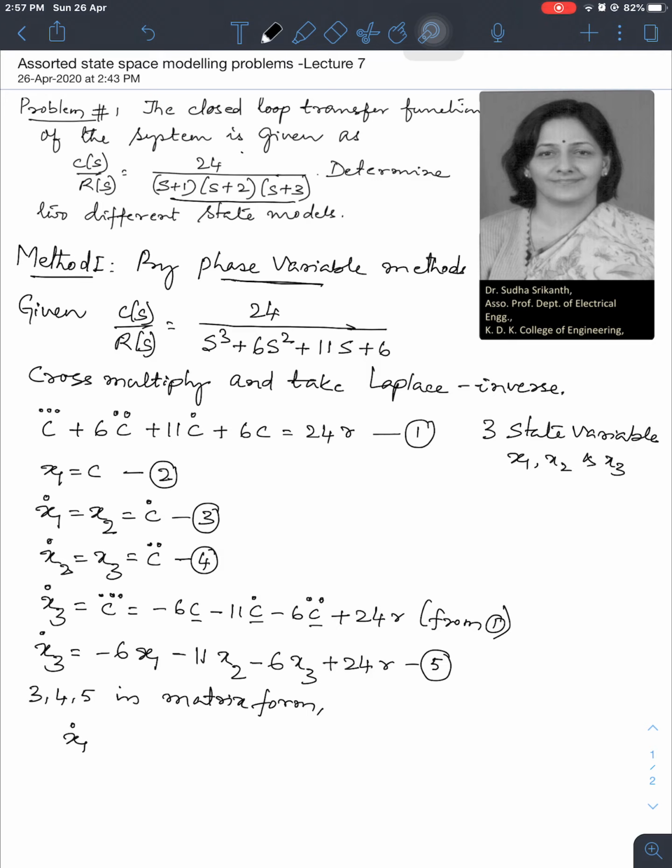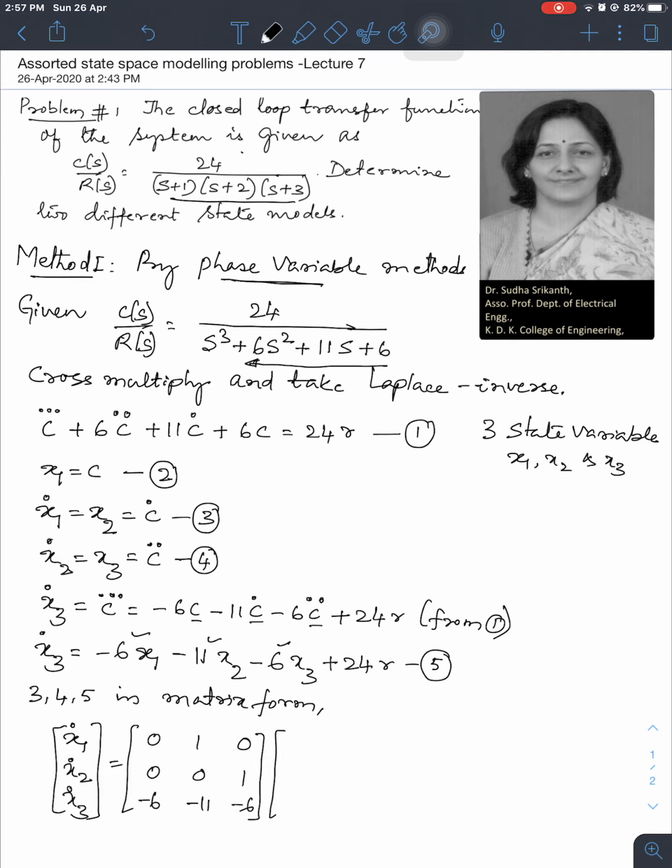x1 dot, x2 dot, x3 dot, vector, equal to the matrix 0, 1, 0. We can write it by inspection if you remember. That is, the first row has got 0, 1, 0. The second row is 0, 0, 1. The third row is the negative of the coefficients taken in this order. That is minus 6, minus 11, minus 6. This whole thing, even from this equation, minus 6, minus 11, minus 6.